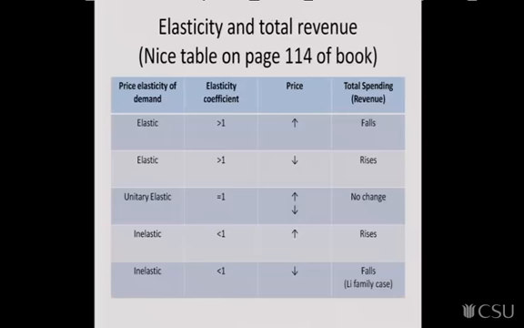So if it's price inelastic, our elasticity coefficient is less than 1, and you can see that if prices fall, then spending falls. If prices rise, then spending rises. So the total spending of the family moves in the same direction as the price change. But if we go to the other case where we're thinking about elastic, that's very flat demand curves. If the price falls, then the total spending will rise.